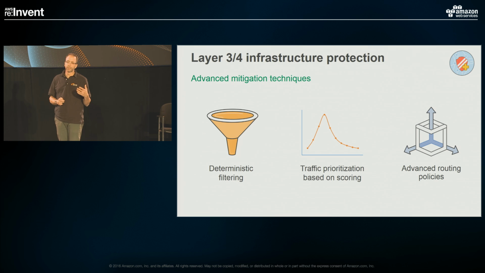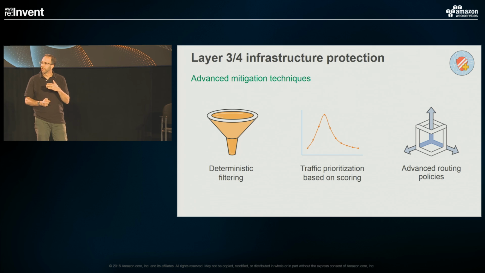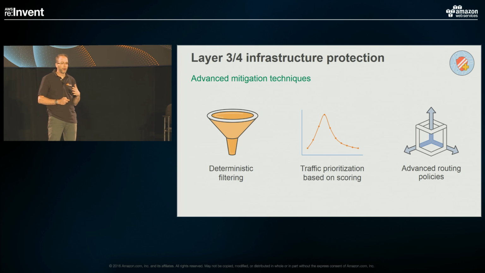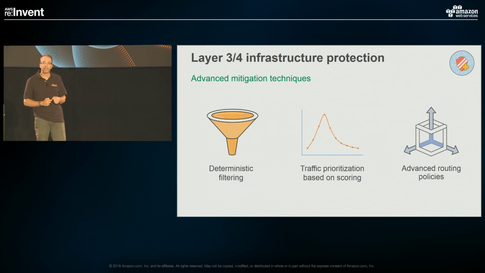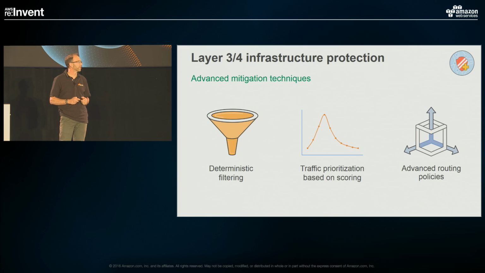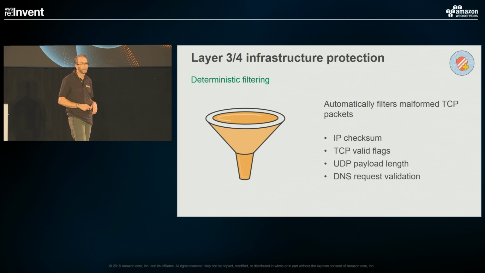So this is a little bit similar to the anomaly detection, or the monitoring and detection, in that there are a few different ways that you can look at applying mitigations in DDoS attacks. Some of them are deterministic, some are more probabilistic, and then in the case of really large attacks, there are some things that you can do in terms of advanced routing policies, or that we can do for you.